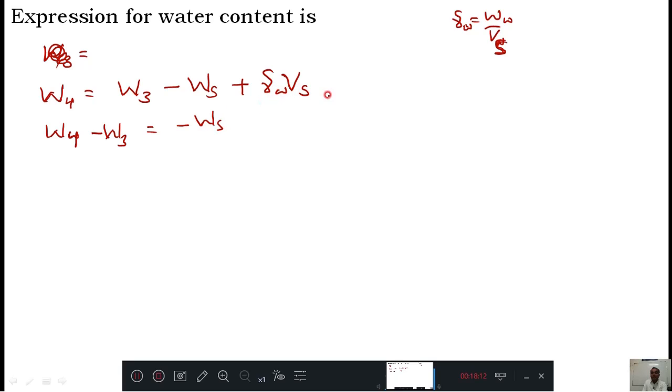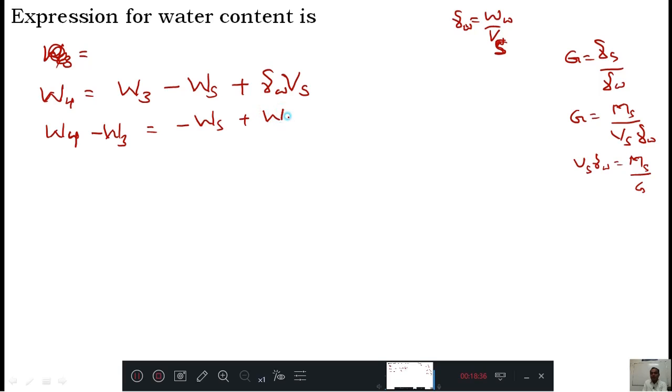What I can read here is that specific gravity is gamma s by gamma W, na? Then G, specific gravity, is ms by Vs, na? Density of solids ms by Vs into gamma W. Then what is Vs into gamma W? Vs into gamma W is ms by G, but ms I am measuring in terms of W, therefore it is Ws by G. I got it, Ws by G.